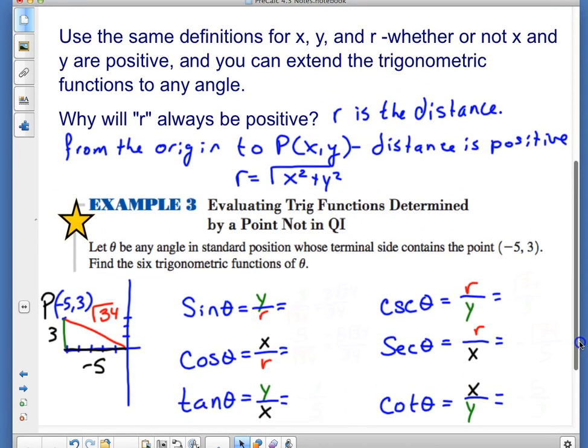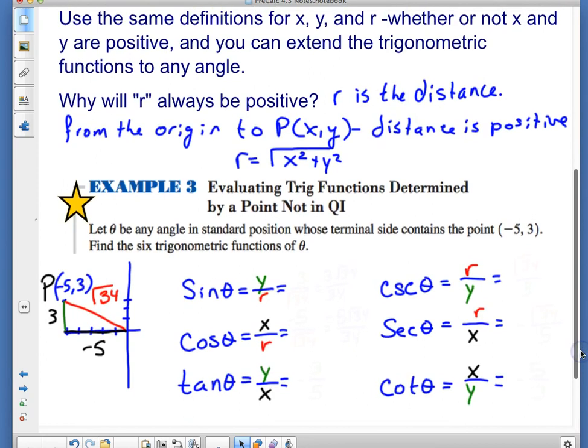So why will r always be positive? R is the distance from the origin to the point P, so r is always going to be a positive value. But depending on what quadrant I'm in, the signs of x and y are going to change. If I'm in quadrant 2, my x is negative, my y positive. If I'm in quadrant 3, both of them are negative. And in quadrant 4, one's positive and one's negative. So you have to orient yourself with that as you're thinking about the problem.